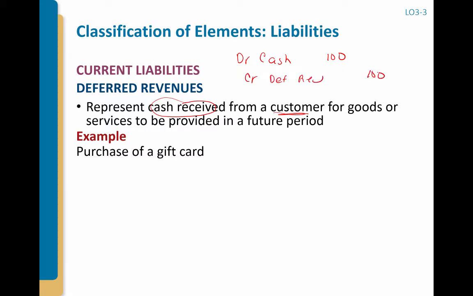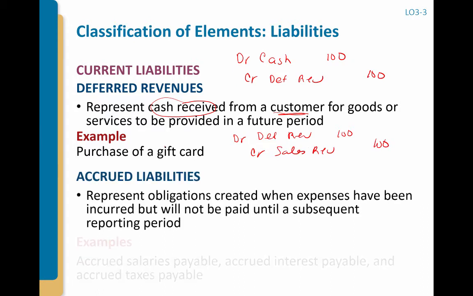Then you go in and you're doing your Christmas shopping, and then you actually redeem that $100. So they would debit Best Buy deferred revenue for the $100, and then they would credit sales revenue for the $100 for whatever it is that you purchased. So that's a very common example.